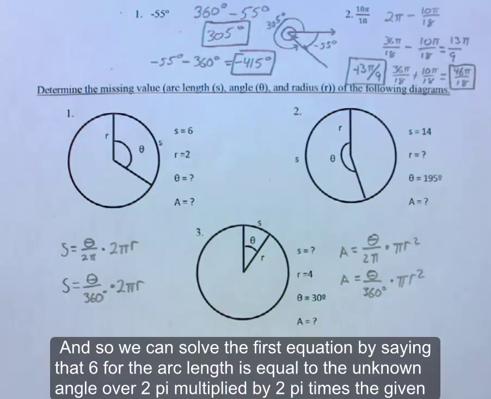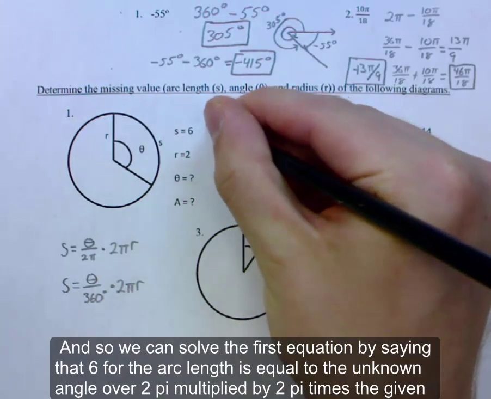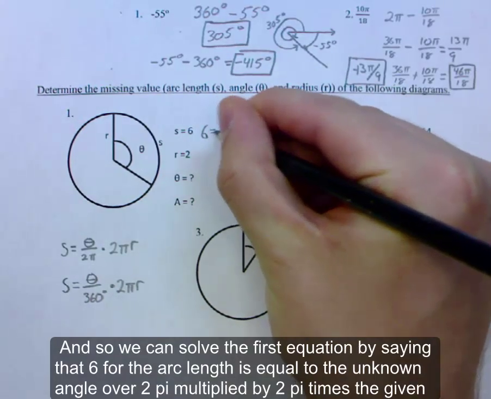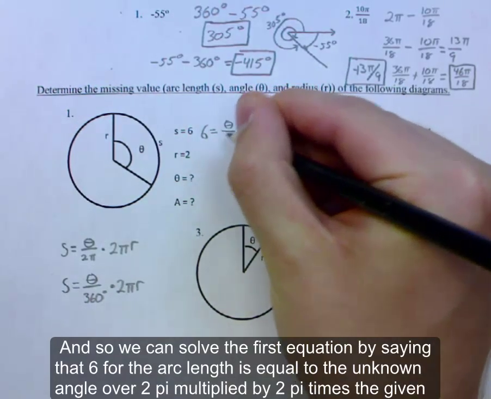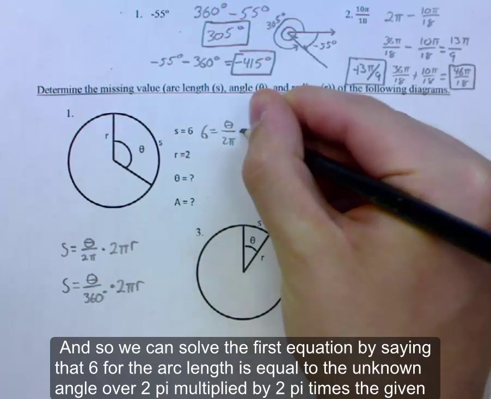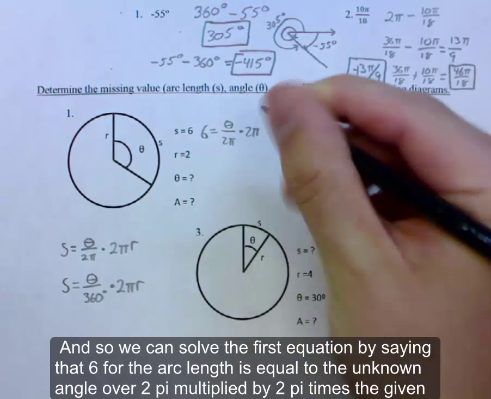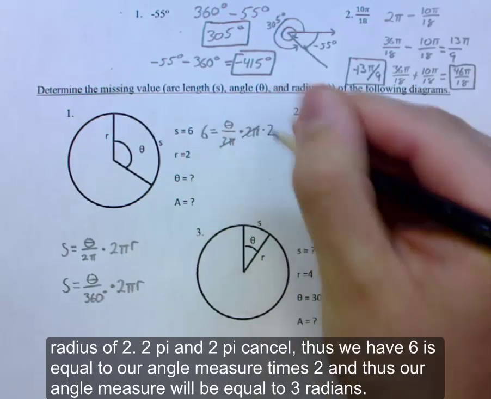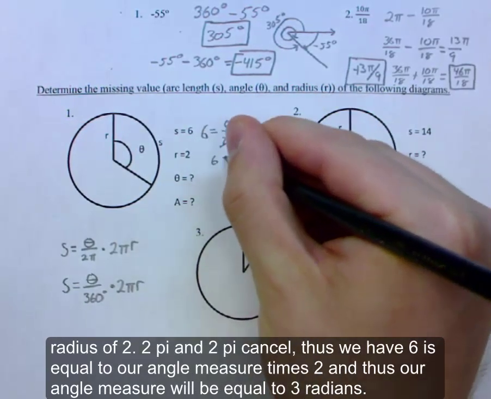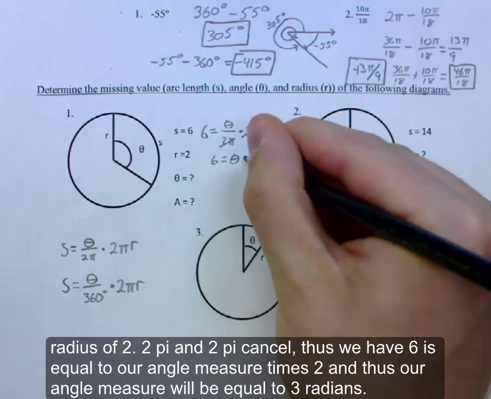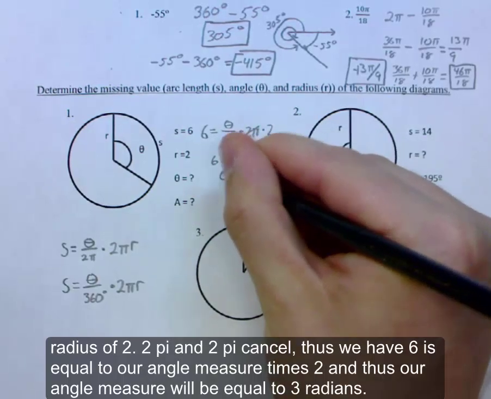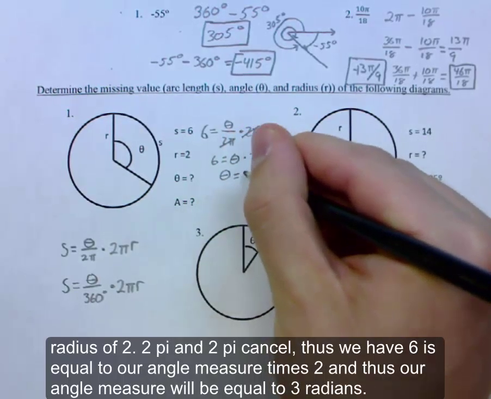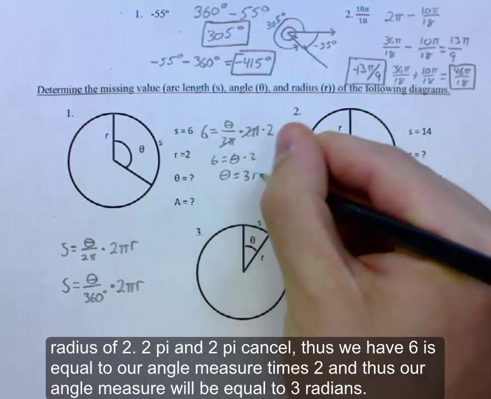And so we can solve the first equation by saying that 6 for the arc length is equal to the unknown angle over 2 pi multiplied by 2 pi times the given radius of 2. 2 pi and 2 pi cancel, thus we have 6 is equal to our angle measure times 2, and thus our angle measure will be equal to 3 radians.